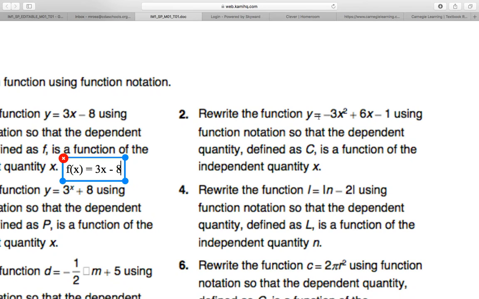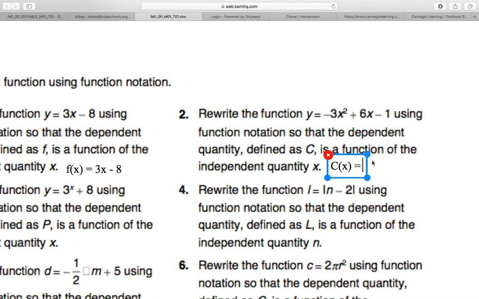It says rewrite the function y equals negative 3x squared plus 6x minus 1. And I'm hoping this is in fact a quadratic function, using function notation so that the dependent quantity defined as c. So this time I'm actually going to use c as the outside letter. And if you keep reading, it says is a function of the independent quantity x. So our inside letter of those parentheses is x.